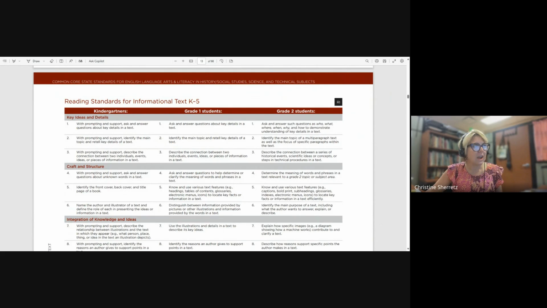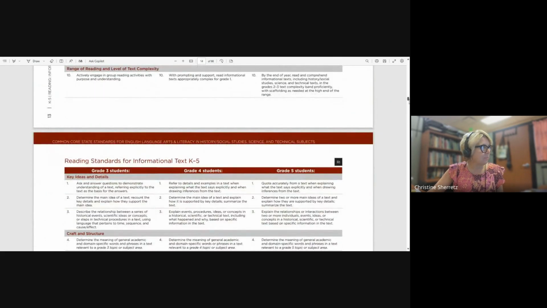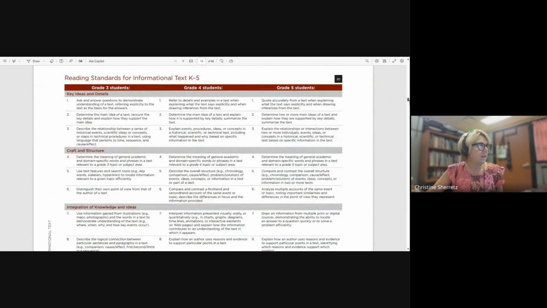In second grade, ask and answer questions about who, what, where, when, why, and how. So it's getting a little bit more complex. Go up to third grade, ask and answer questions to demonstrate understanding of a text, referring explicitly to the text as a basis for the answer. Now we're getting into text evidence. Fourth grade. So I just wanted you to see that these standards spiral up in complexity and they go all the way up to 12th grade.